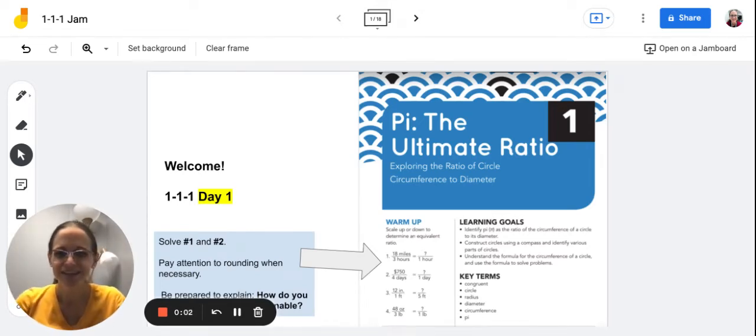Welcome to math class. Today we're going to be talking about pi, the ultimate ratio, and you'll discover why some would consider pi to be the ultimate ratio. We have three learning goals today.